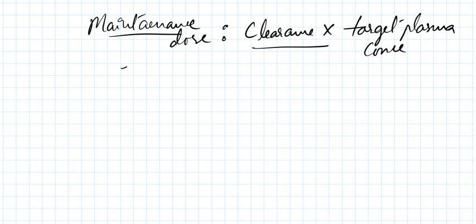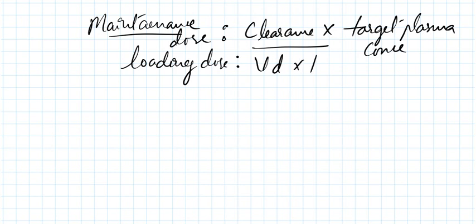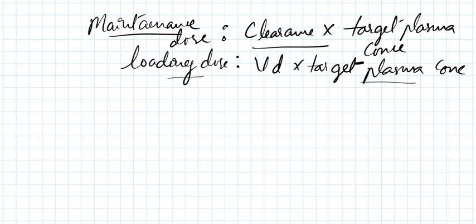Now how can you calculate the loading dose? Loading dose is equal to volume of distribution into target plasma concentration. Doctors, please remember these two formulas. There are high chances of getting a problem regarding these formulas. The examiner will give you the loading dose and the target plasma concentration, and ask you to calculate the volume of distribution. So just remember these two formulas, then it will be very easy to clear those MCQs, even if they get tougher.